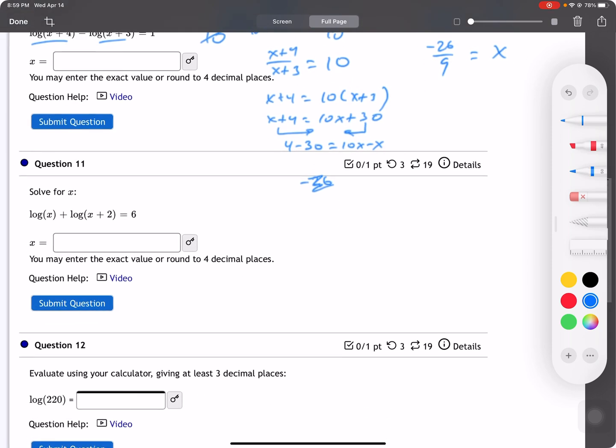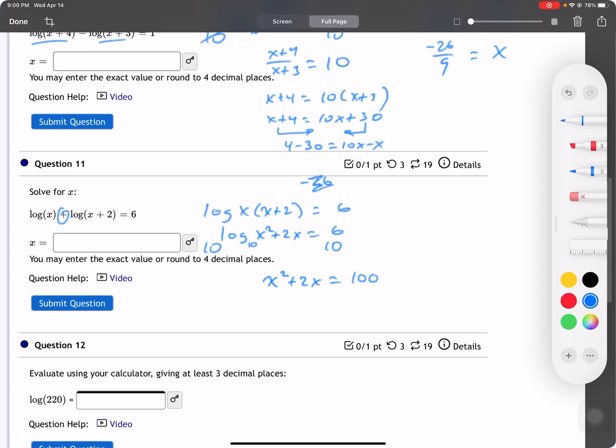Okay, similar problem right here. Let's go ahead and combine those. I see a plus sign, so we're going to write this as log of x times x plus 2 equals 6. We're going to combine that log to be log of x squared plus 2x equals 6. We're going to get rid of this using common log. So since this is a common log, base 10 to both sides. X squared plus 2x equals 10 to the 6, which is a huge number here.